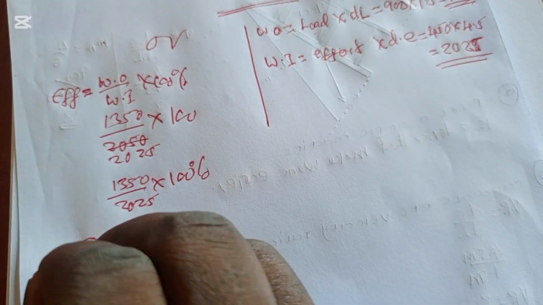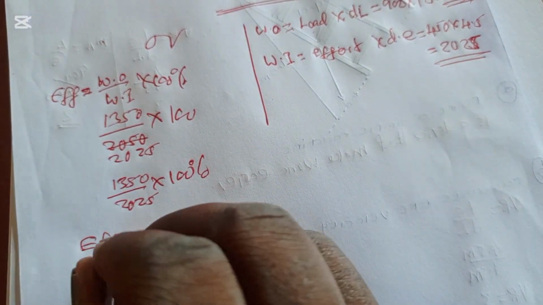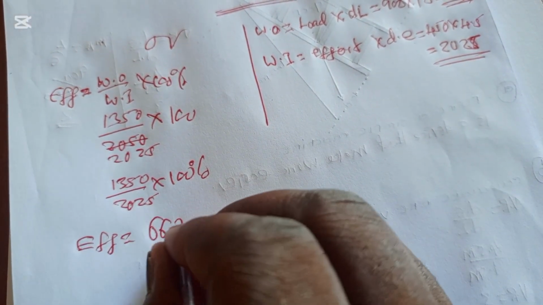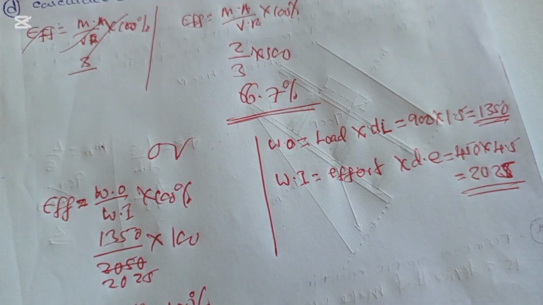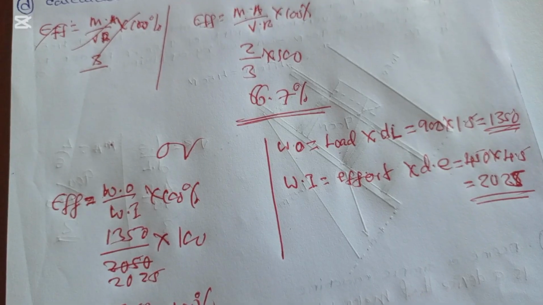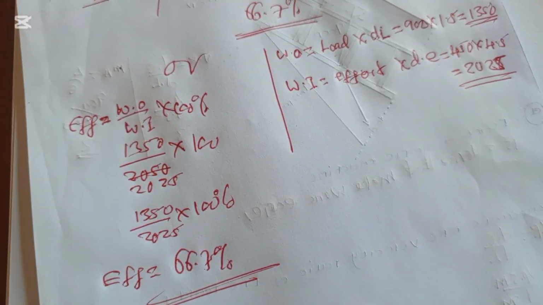So efficiency is equal to 66.7%. Same answer as you can see from the other one. So you can use any formula you want. Okay, I hope it's very much clear on this part.